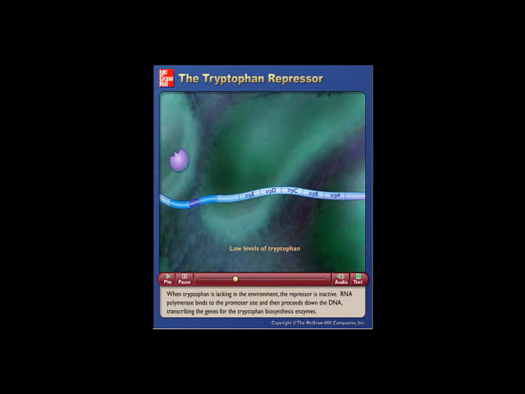When tryptophan is lacking in the environment, the repressor is inactive. RNA polymerase binds to the promoter site and then proceeds down the DNA, transcribing the genes for the tryptophan biosynthesis enzymes. When tryptophan is present in the environment, the organism no longer needs to make tryptophan. Tryptophan binds to the repressor and activates it. The activated repressor now binds to the operator located within the tryptophan promoter and blocks transcription.